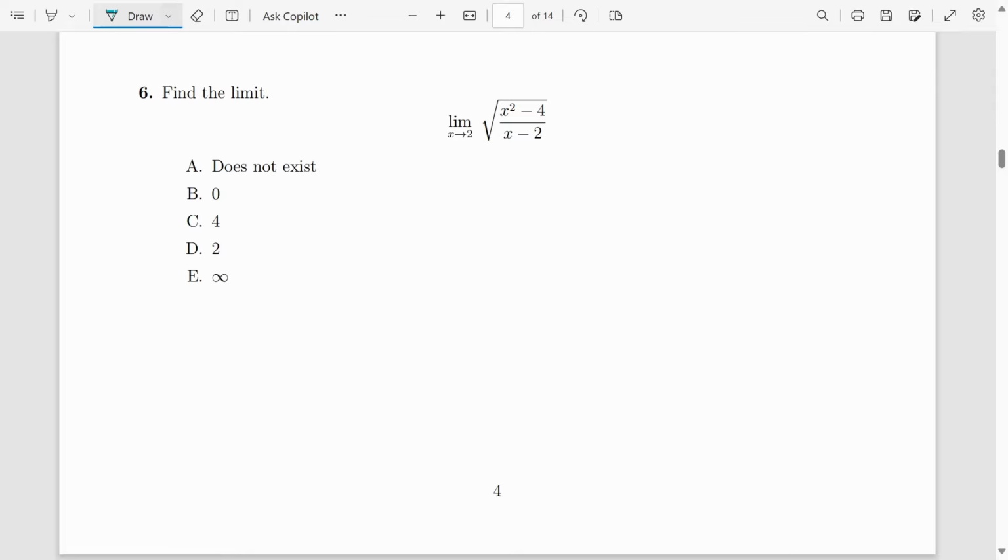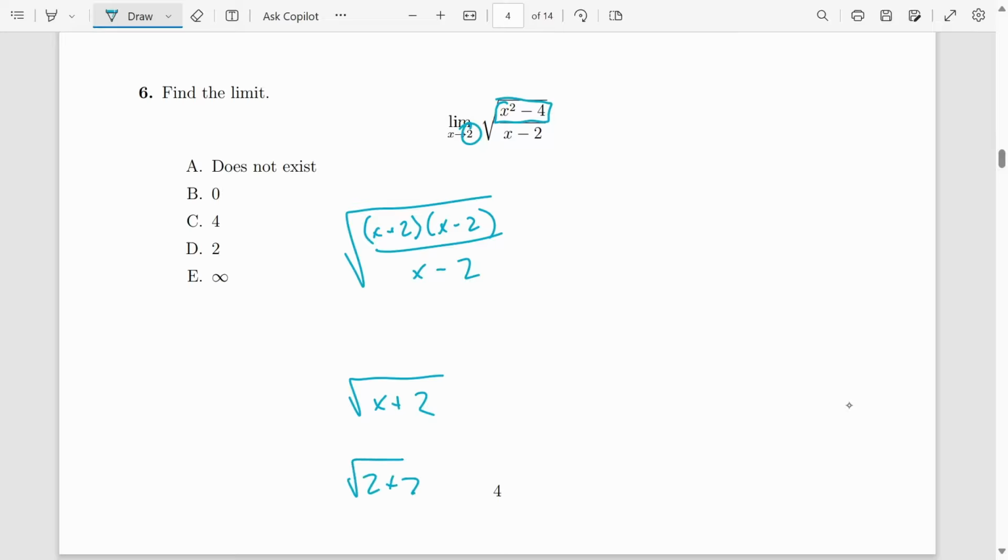Fortunately, this isn't so bad to figure out because we can just look up here and say, hey, this is a difference of squares. So we can factor that out. It becomes x plus 2 and x minus 2, all over x minus 2. Hey, look, we've got an x minus 2 on both the top and the bottom, so we can cancel those out. We're just left with the square root of x plus 2. And now when we plug in that original value, it won't mess anything up. This will just be square root of 2 plus 2, which is the square root of 4, which equals 2.